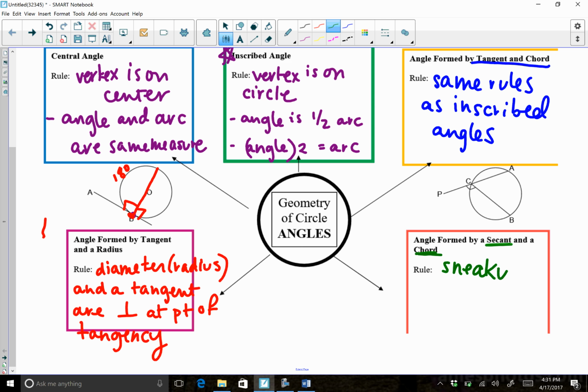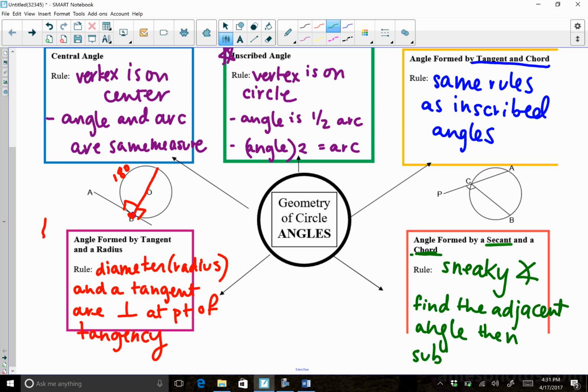It's not an inscribed angle even though it looks like one. So it's a sneaky angle. You could think of it as secant if it helps you remember that it's involved with a secant and a chord. And basically what you would have to do is find the adjacent angle to the sneaky angle and then subtract from 180.